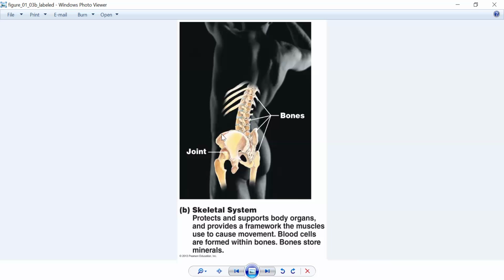So let's go. Protection is one of the functions. Mineral storage as well. We said it also provides the attachment sites for skeletal muscles. And within the bone marrow is blood cell production.